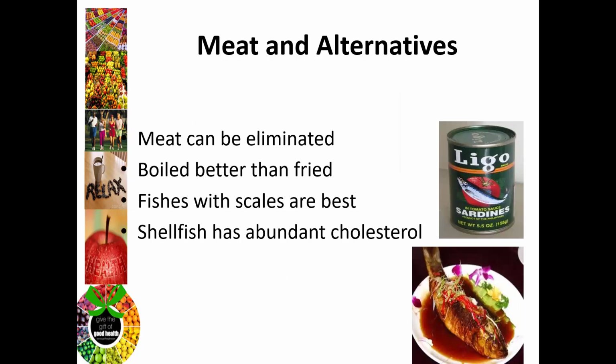Meat and the alternatives. First and foremost, any processed meat or processed fish should be avoided. And then meat can be eliminated from the diet of an adult. But if you don't want to eliminate it, then boil the meat rather than fry, because frying is just making it worse. And the fishes with scales are better than the fatty fishes. The fatty fishes tend to store poison and the fat to be harmful to somebody who is trying to lose weight. The fatty fishes are not the best.